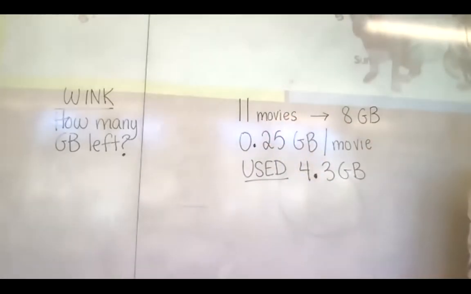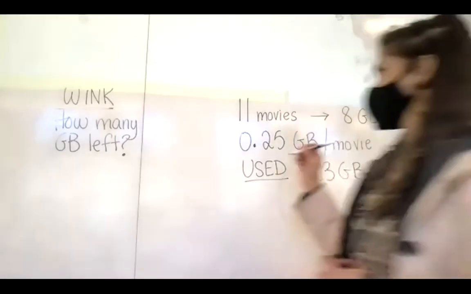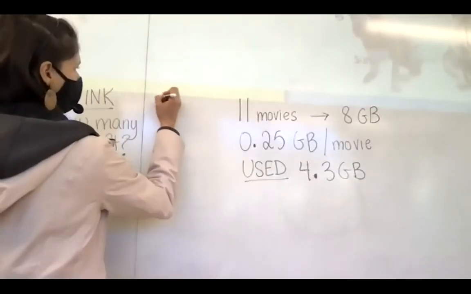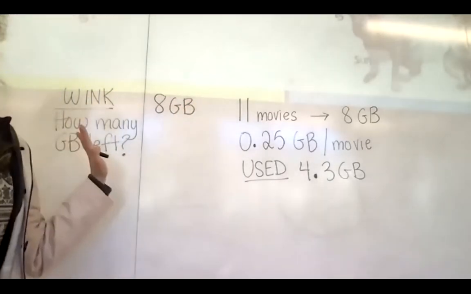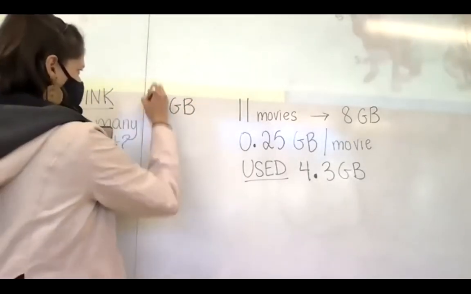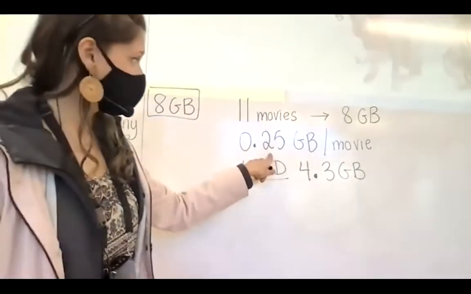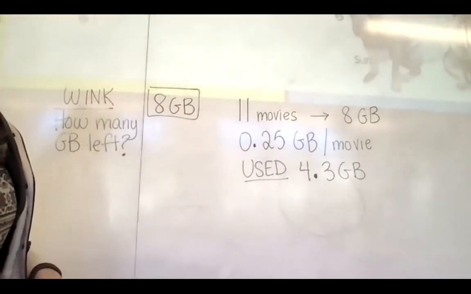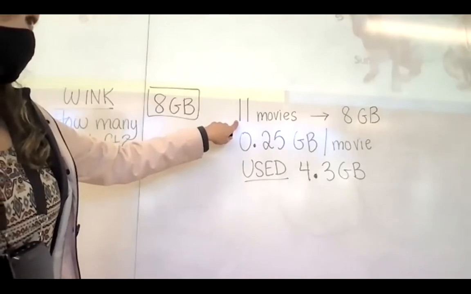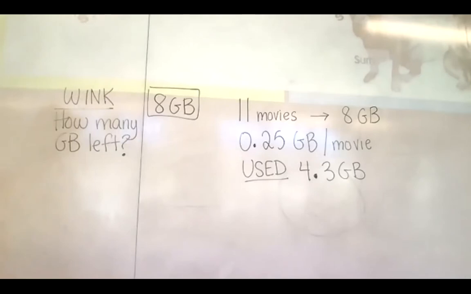She has 11 movies she wants to download, right? The memory card that she has a total of 8 gigabytes. So our starting gigabytes is 8. That's what we started with. Are you all with me? That's the very first card she has, 8 gigabytes. Each movie is 25 hundredths of a gigabyte. So we know that there are 11 movies she wants to download. There are 25 hundredths of a gigabyte per movie.